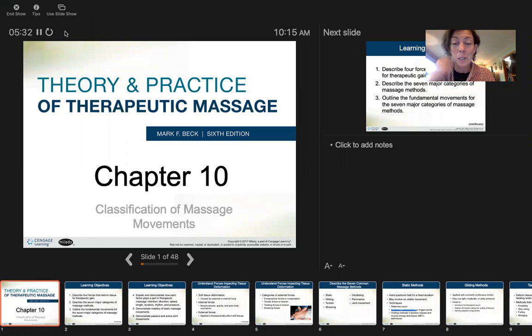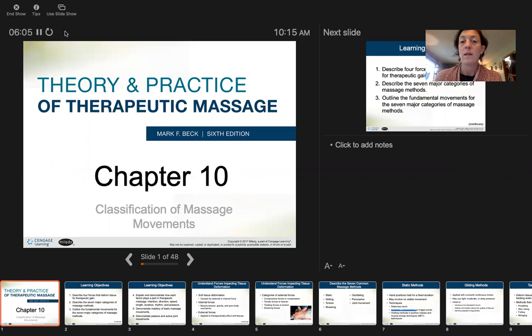Hi, and welcome to chapter 10. This is the chapter about classification of massage movements, which is basically what you have been learning now for weeks. Some things are going to be new though, and there's a lot that I do want you to glean from this chapter, and the end of which is the passive and active joint movements, which we're going to begin next week. So I'm going to break this up into a few lectures, after which, as usual, there will be a quick quiz, and then you can move on to the next part.